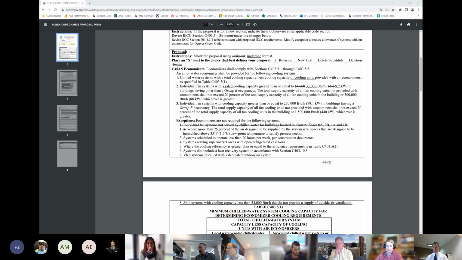I kind of like having the VRF system exception the way the code is put in there, because I don't believe it was put in there because of the energy transfer amongst the fan coils. I think it was mainly put in there because of the challenges of actually accomplishing an economizer on the system itself.